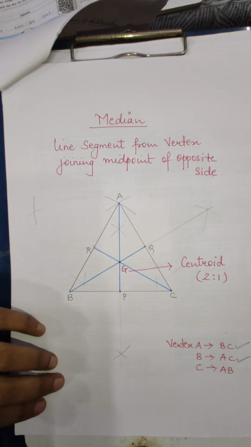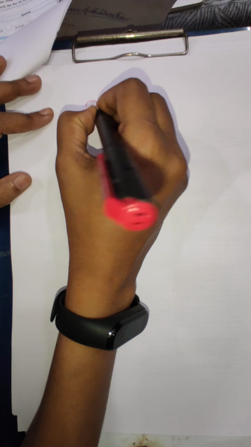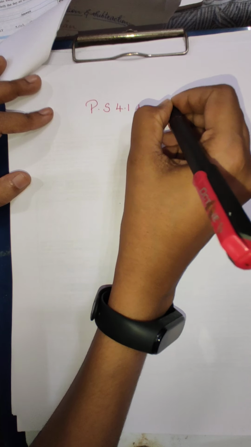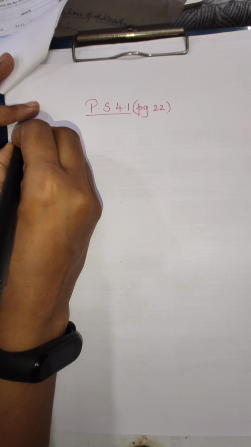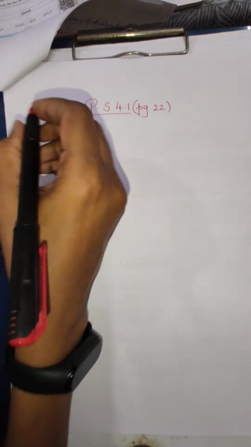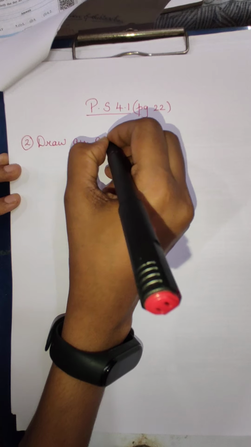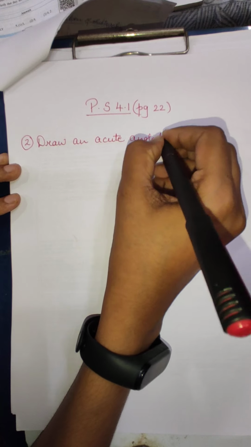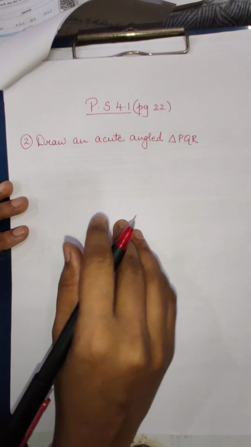Now let us see the median for another triangle with the help of our practice set sums. So now let's proceed with our practice set 4.1, page 22 of your textbook. Sum number 2. First we have already completed in the previous video. So draw an acute angled triangle PQR.